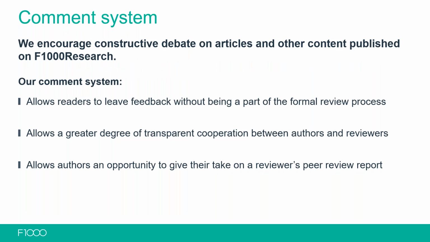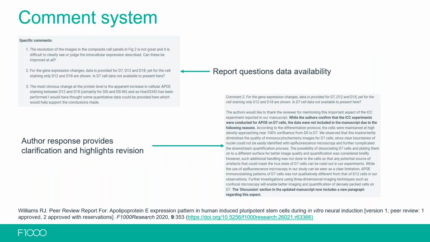Our platforms also use a comment system to allow for constructive debate on the articles we publish. Our comment system allows our readers and the research community to discuss an article without being a part of the formal peer review process. It also allows for cooperation between the author and reviewer. This cooperation takes place openly, instead of through an intermediary such as an editor. This allows authors to communicate directly with reviewers why they may not feel it viable to action changes suggested by the reviewer, which is the case here.